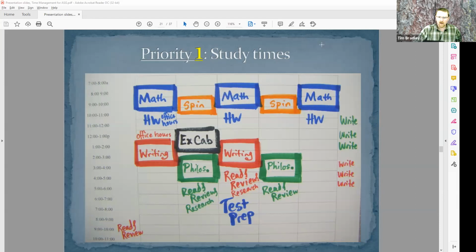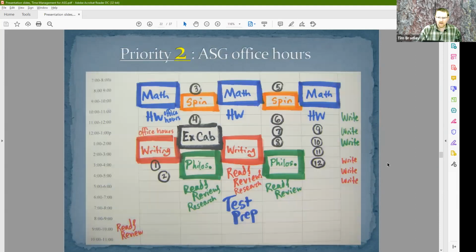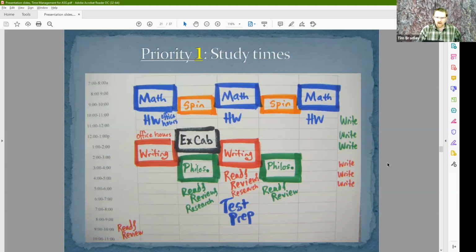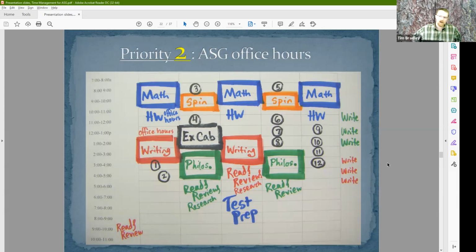A little bit more about this subject of the weekly routine. The office hours weren't on there yet, were they? You have a certain number of ASG office hours that go with your tuition waiver. And so the principle here is you don't plan those first.